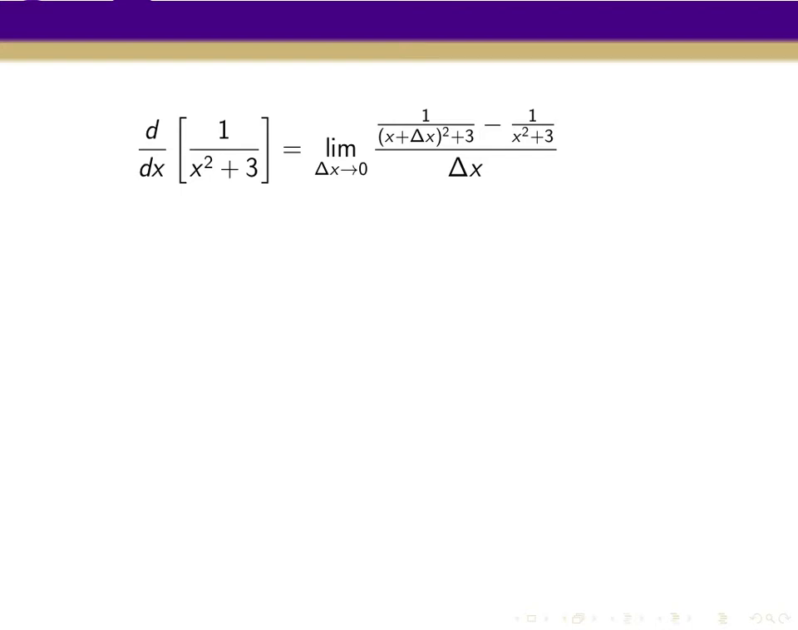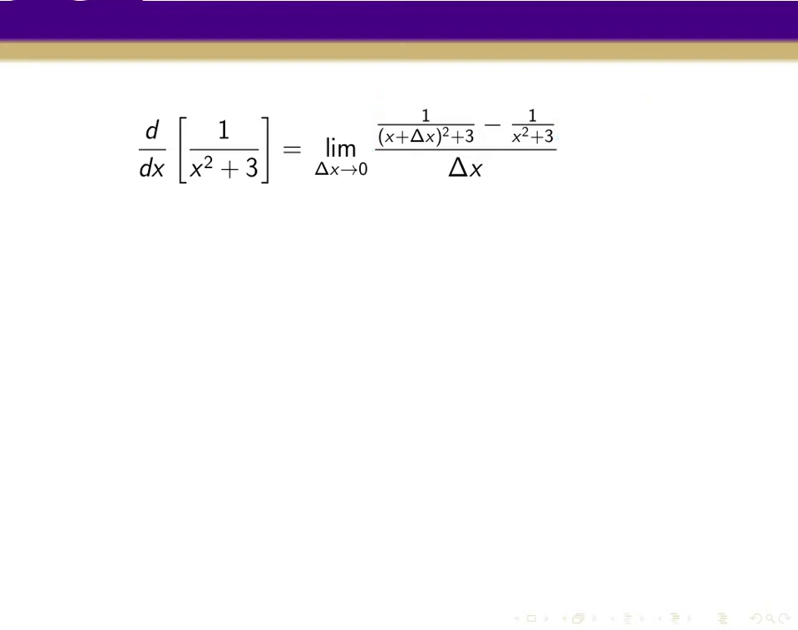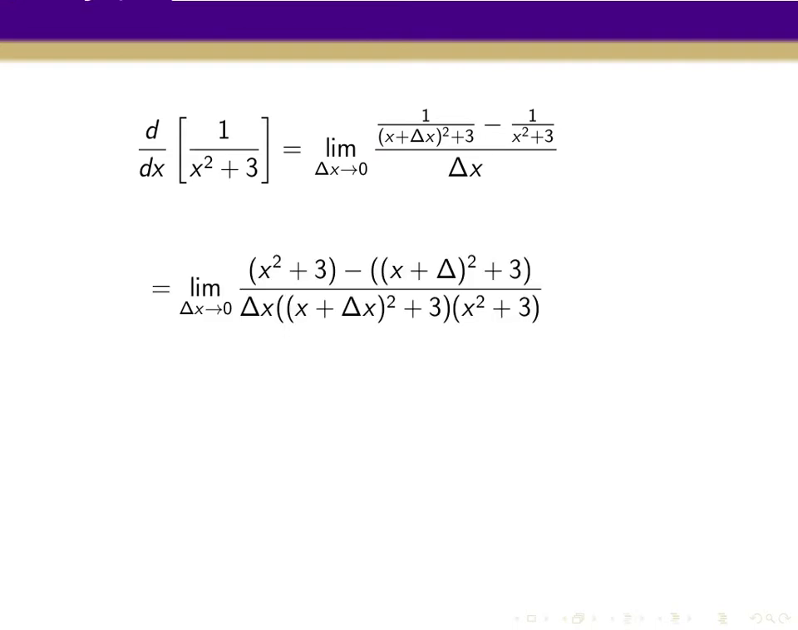Now we've got fractions inside of fractions, and so we want to cancel these off. And so we're going to multiply the top and the bottom by the denominators on the bottom. And so this is going to be (x plus delta x) squared plus 3 times x squared plus 3. And then we're multiplying the same thing down on the bottom. Okay, and so when we do this out, on the top, the (x plus delta x) squared plus 3 is going to cancel off and leave an x squared plus 3. And then minus, the x squared plus 3's are going to cancel off, and we have (x plus delta x) squared plus 3. And so there we have it.